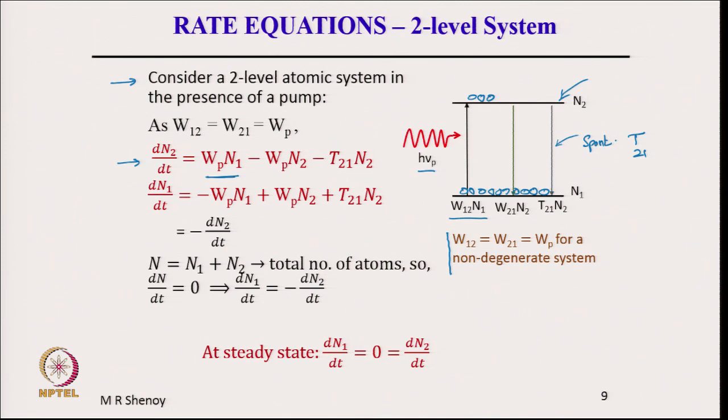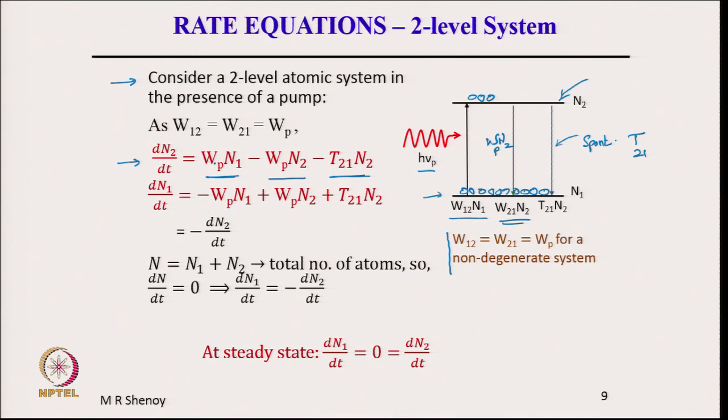dN2 by dt is equal to Wp N1 minus Wp N2, because here it is Wp N2. So, this is Wp N2, it is written here. So, Wp times N2, and the third term, N2 is also decreasing because of spontaneous transitions, T21 into N2. If you write the rate equation for N1, then dN1 by dt equals: N1 reduces because of this upward transition, so minus Wp times N1.